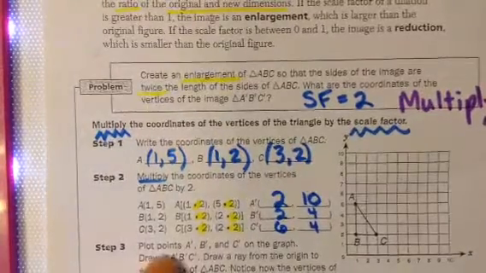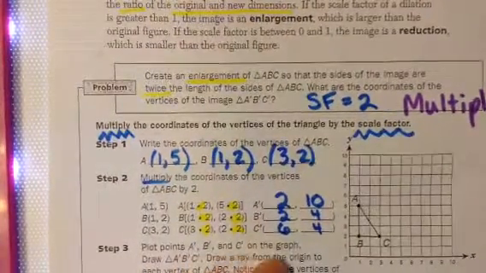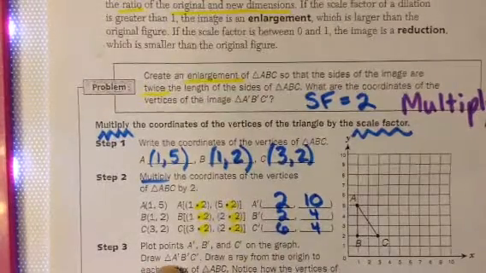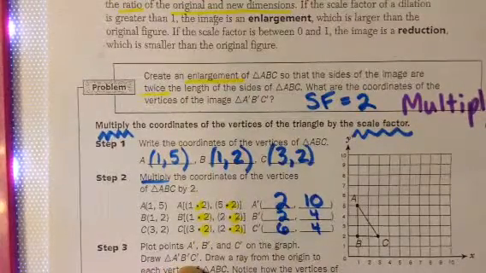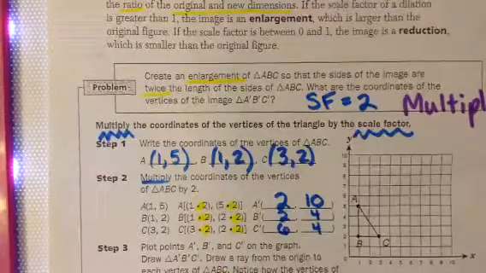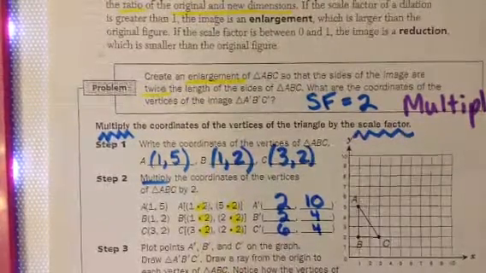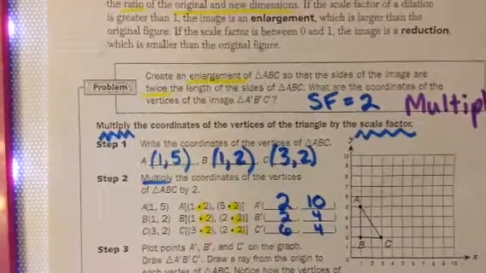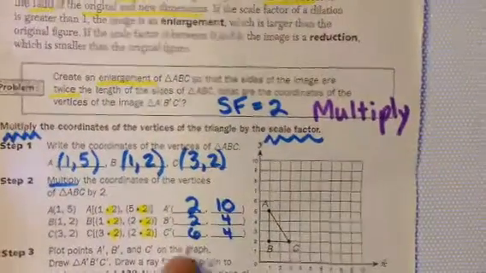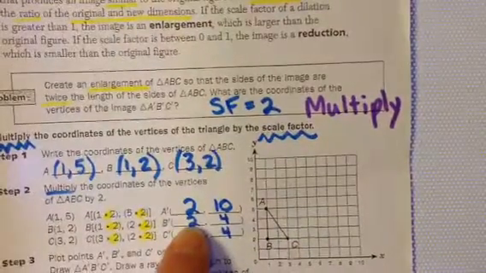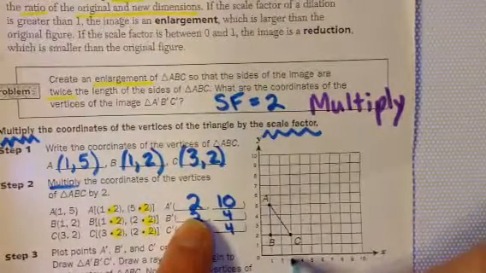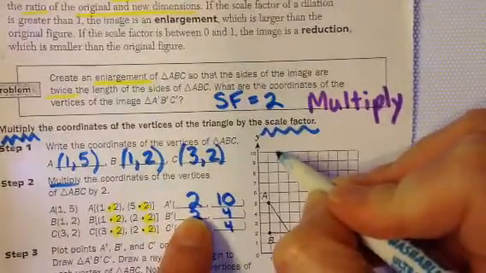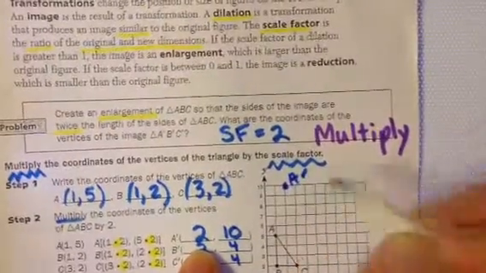It says to plot points A', B', C' on the graph and draw triangle A'B'C'. Draw a ray from the origin to each vertex of triangle ABC. Notice how the vertices of the image, triangle A'B'C', also lie on these rays. Okay, so I need to start plotting my new one. Remember that you really do want to label the points as you go so they don't get mixed up. Okay, first point is at 2, 10. So I'm starting at the origin, right 2, up 10. Label is A prime.